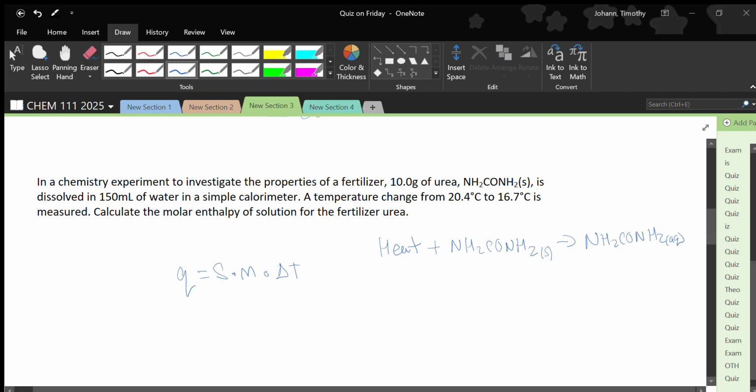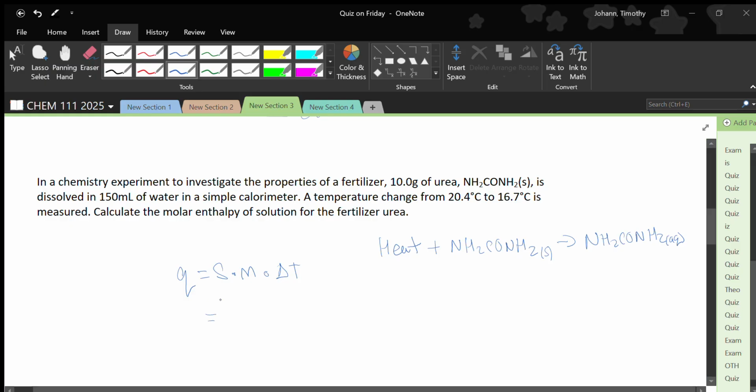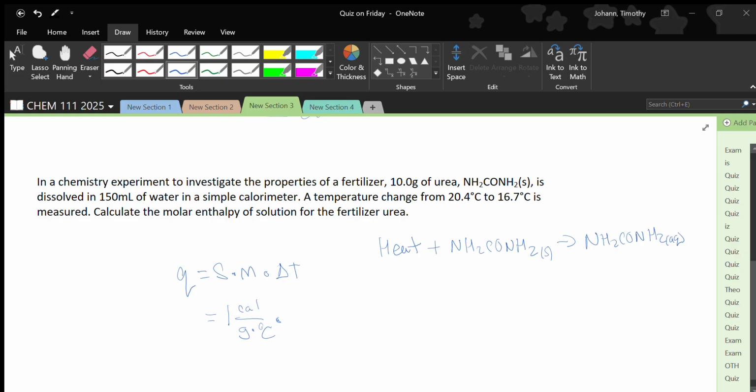Okay, so it didn't tell me I had to use joules or calories, so I'm going to use calories because calories is easier. So my specific heat capacity for water is what? I just said it, 1 calorie per gram degree Celsius. Times, what's the mass of my water? Do you know what the density of water is? 1 gram per milliliter, right? So 150 milliliters of water is 150 grams.